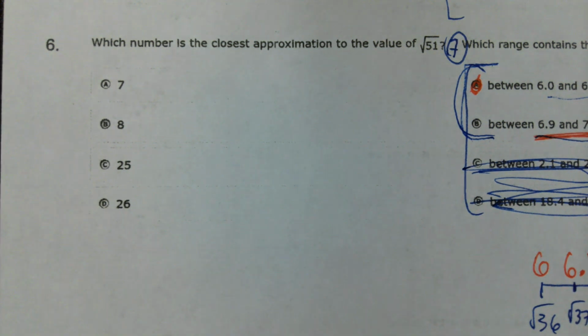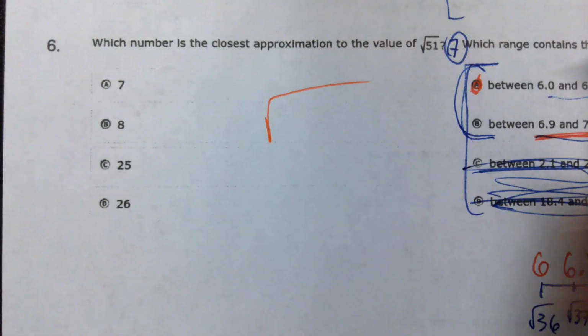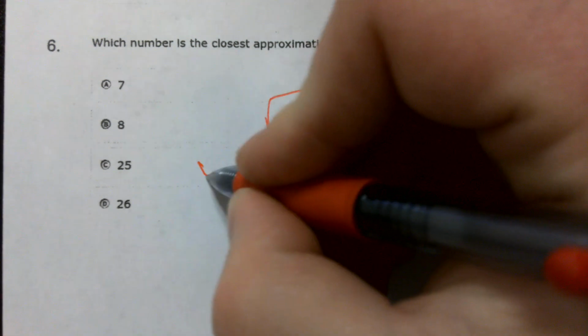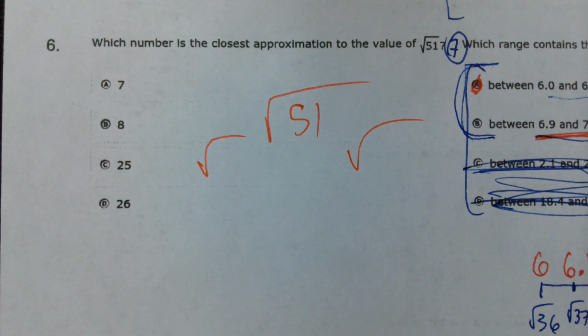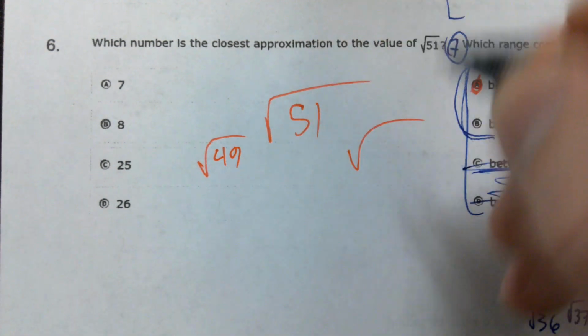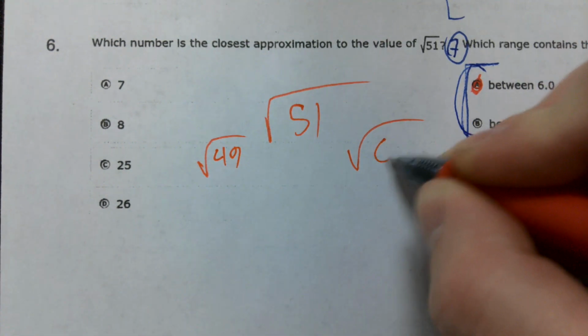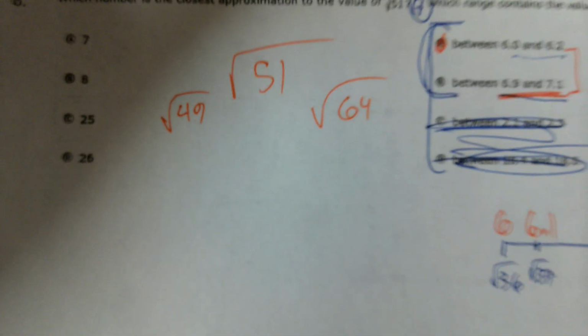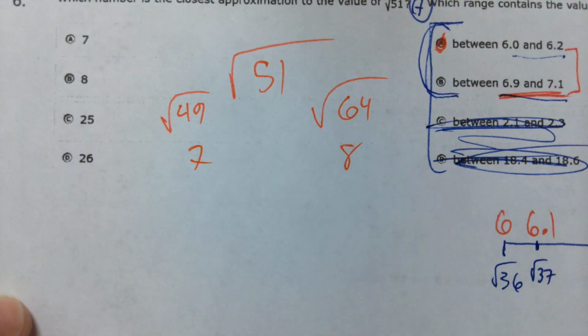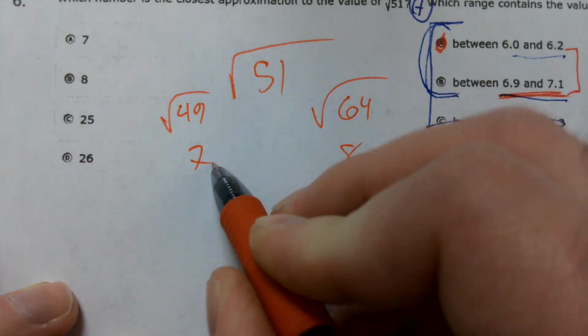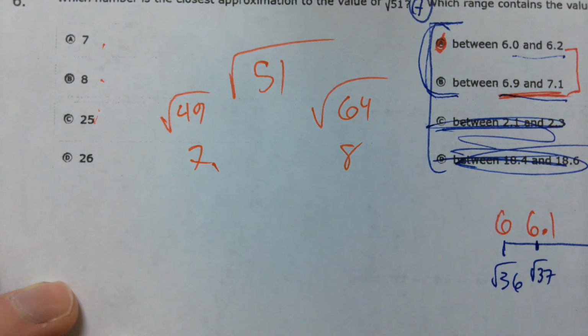Closest approximation to the square root of 51. Same idea. I don't need a calculator. Where does 51 fall between? What's the closest perfect square to 51? 49 and 64? Right? Is it closer to 49 or closer to 64? Way closer to 49. So should I approximate this to 7 or 8? 7. Right? No long, crazy decimals, no calculations needed. I'm just rationalizing where this number is in relation to my whole numbers, okay?